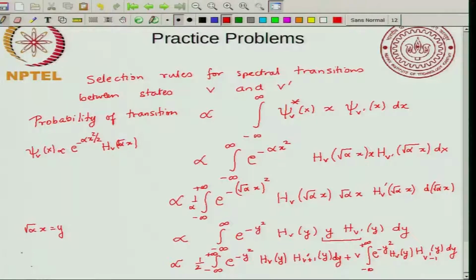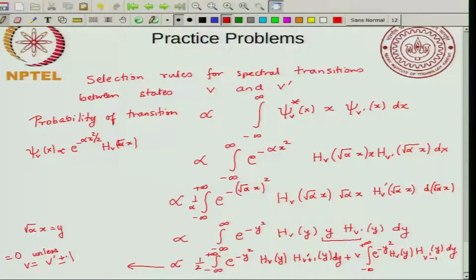So the probability of transition is equal to 0 unless v equals v prime plus or minus 1. If v equals v prime plus 1, then the first term is non-zero. If v equals v prime minus 1, then the second term is non-zero. So if v is not equal to v prime plus or minus 1, then this term goes to 0, and this is actually the selection rule.